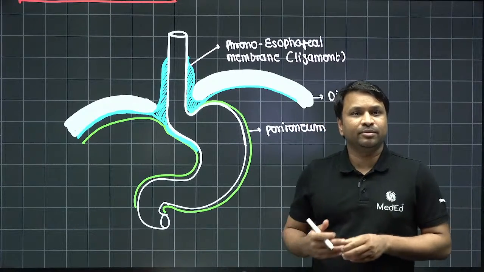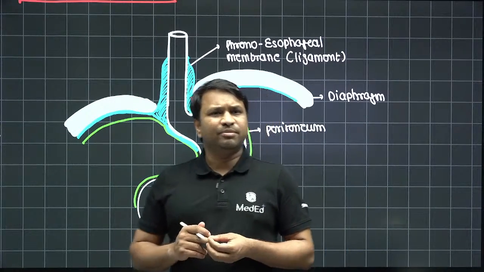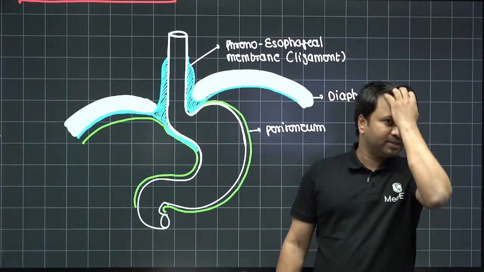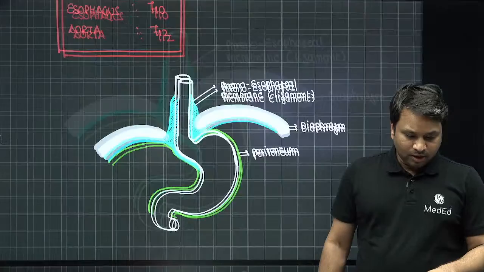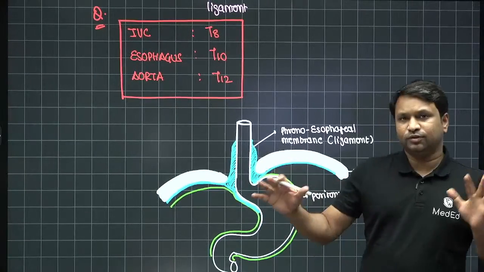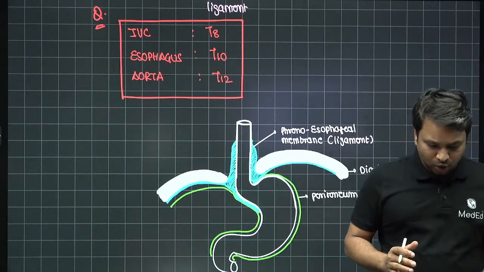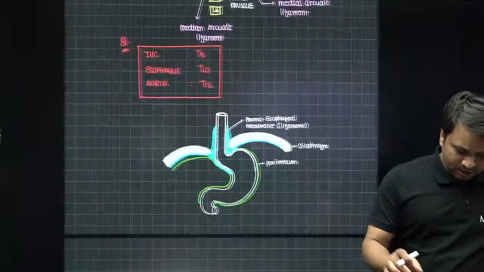So, breast anatomy video is not available, but a breast anatomy video should be available. If it is not available, we'll ask the team to put it across. Okay? So, don't worry. Now, this is the basic objective of knowing about the diaphragm and its attachment. Now, let's go into our core topic of the hiatus hernia.